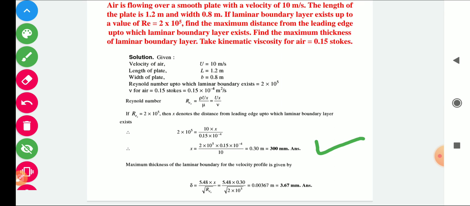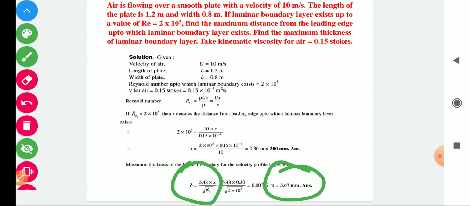Because the flow is laminar, because the Reynolds number value is 2 into 10 to the power 5, we will use the equation for laminar flow to calculate the boundary layer thickness. So this is the equation. If we put all these values in this equation, finally we can calculate the value of boundary layer thickness, and the final value is 3.67 mm.